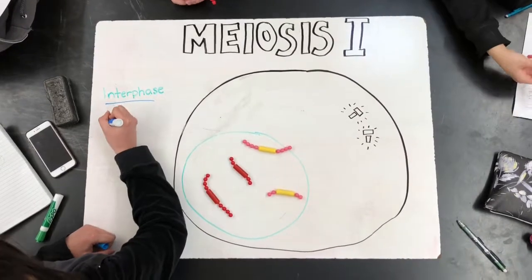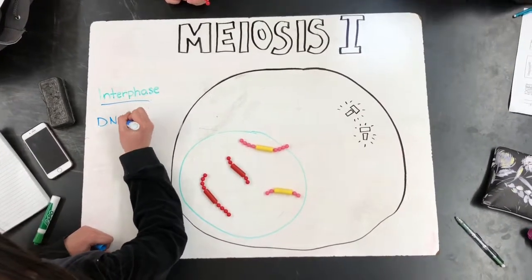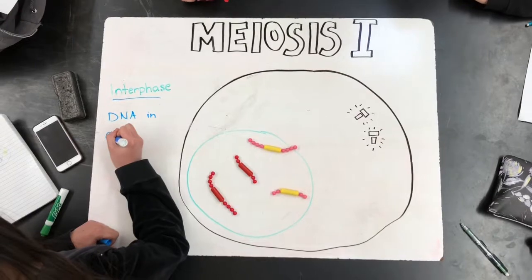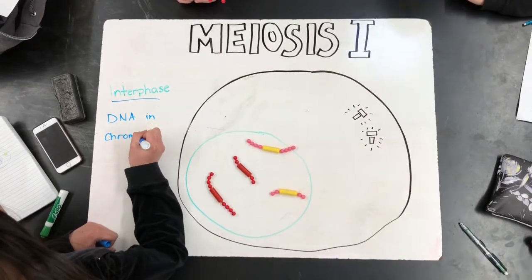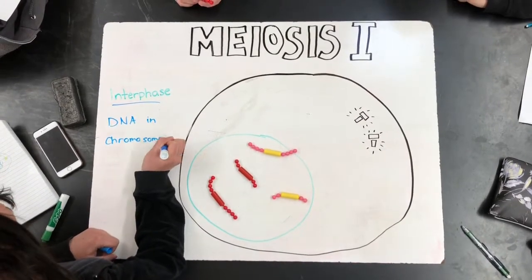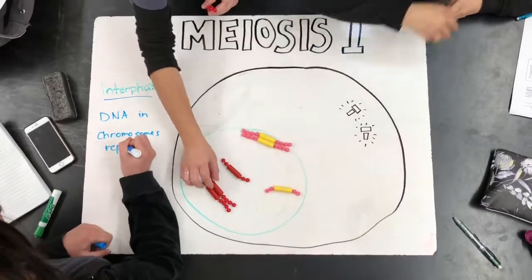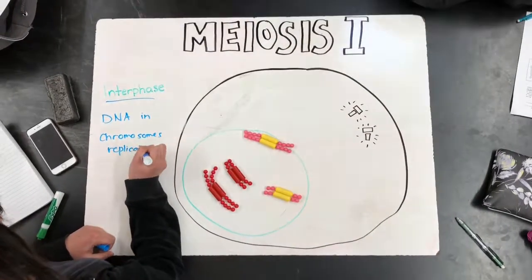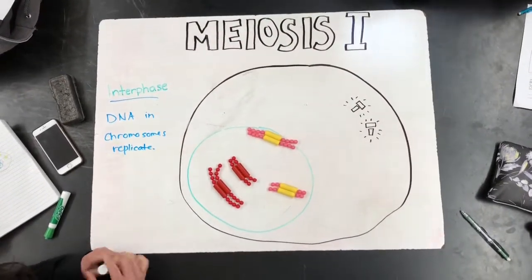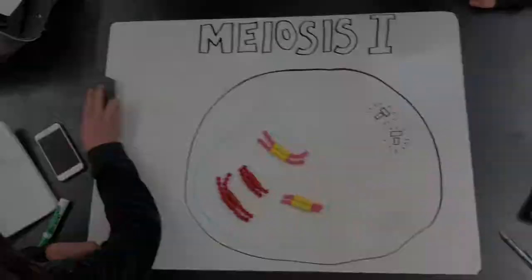Interphase. Just like in mitosis, cells go through interphase before beginning the actual process of meiosis. During this phase, DNA and chromosomes are replicated as cells grow to a mature size through undergoing the G1, S, and G2 phases of interphase.